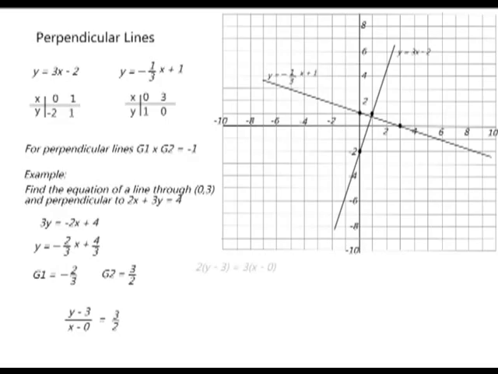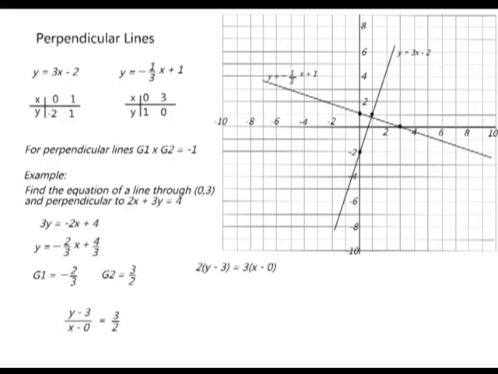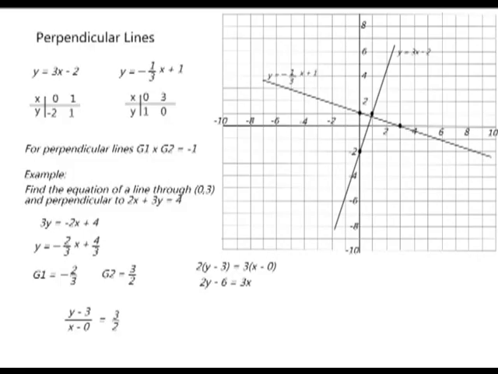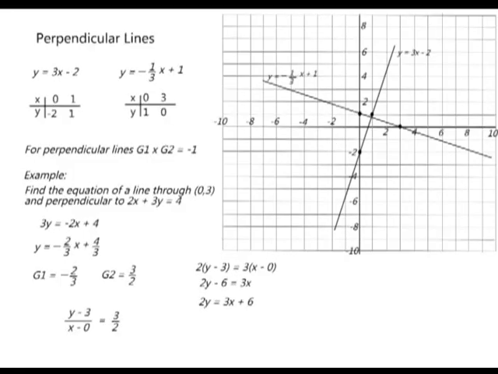Cross multiplication, 2 times (y minus 3) is equal to 3 times (x minus 0). 2y minus 6 is equal to 3x minus 0. 2y is equal to 3x plus 6 and y is equal to 3 over 2 x plus 3. Someone may ask you to find the coordinates of the point of intersection of these two perpendicular lines. In such cases, you get the two equations and solve them as simultaneous linear equations.